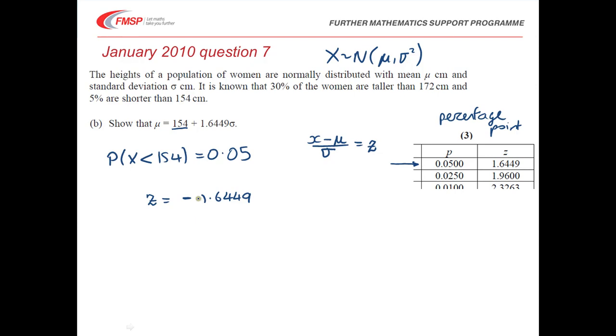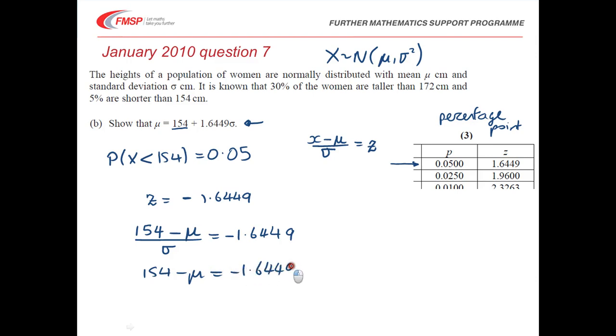So what is X? X is the value of 154. So we've got 154 minus mu over sigma, which again we don't know, must equal the Z value that we've just been looking at. So you can see you've now got all the right numbers that are required. It's just a question of rearranging. So 154 minus mu equals negative 1.6449 sigma. So we can clearly see that mu is equal to 154 plus 1.6449 sigma.